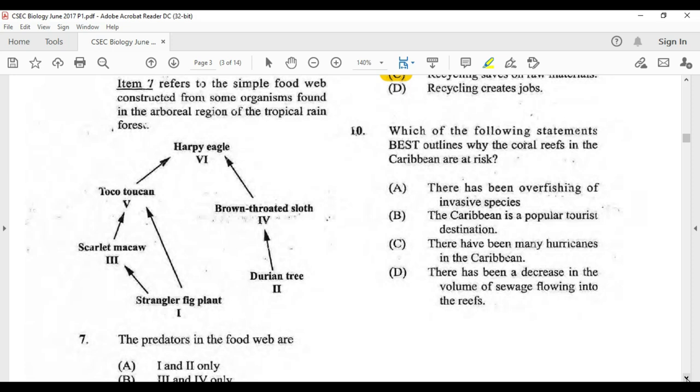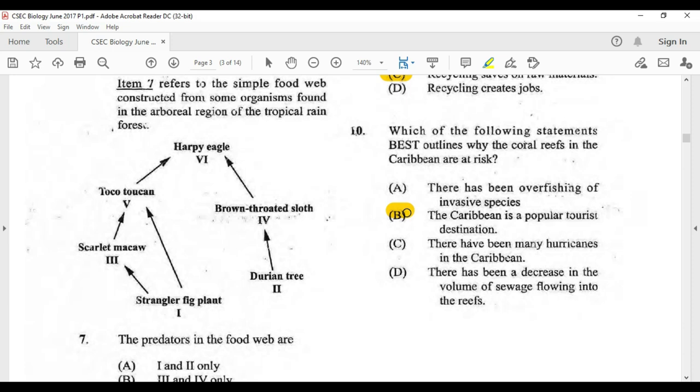And then there have been hurricanes in the Caribbean, and many of them. There has been a decrease in the volume of sewage. So here we are going to look at B being our answer.